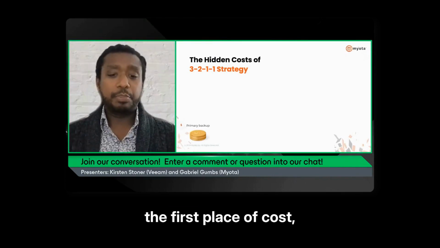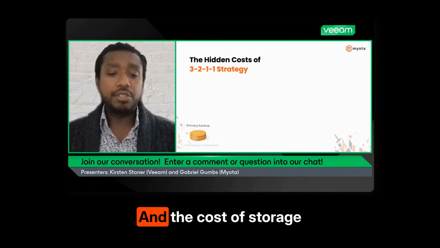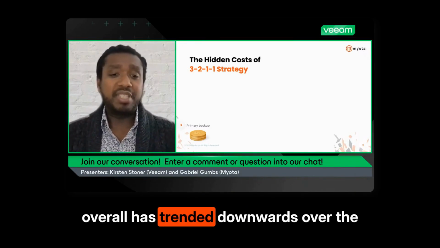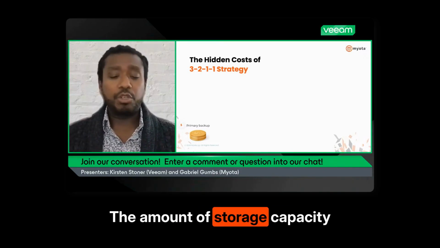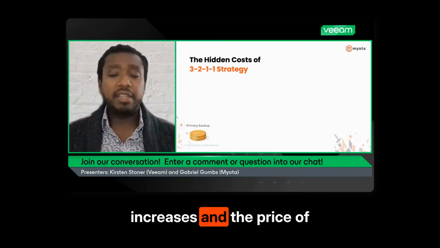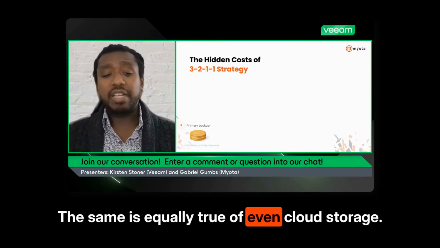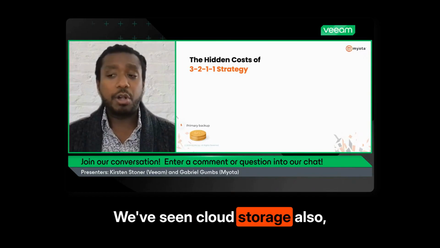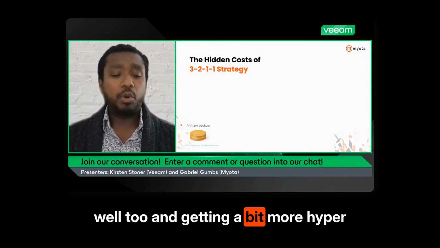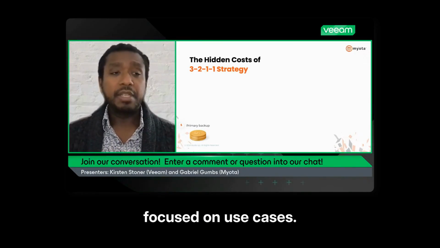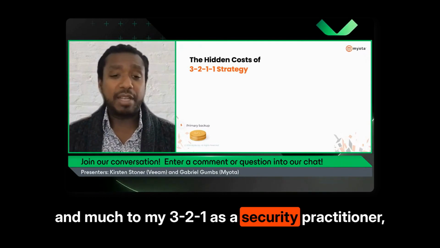The first place of cost, of course, is, well, you have to store that data somewhere. And the cost of storage overall has trended downwards over the last several decades, right? The amount of storage capacity increases and the price of that cost has decreased. The same is equally true of even cloud storage. We've seen the cost of cloud storage coming down as well, and getting a bit more hyper-focused on use cases.